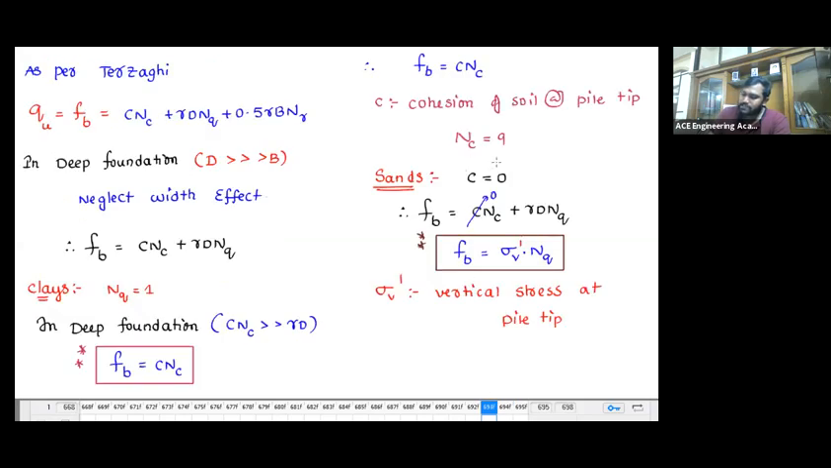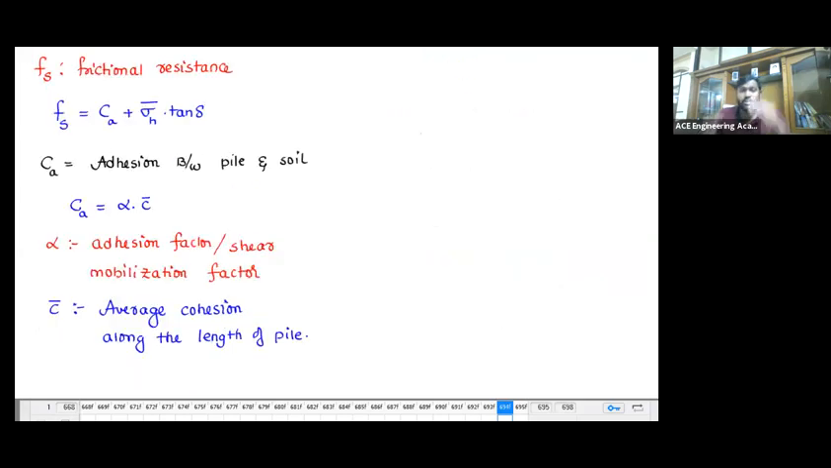Sir, are this C and C bar going to be the same? Yes, when the soil is uniform, everywhere the cohesion is C only. But if the soil is not uniform, the cohesion at the pile tip is different. The cohesion along the length of pile is different.